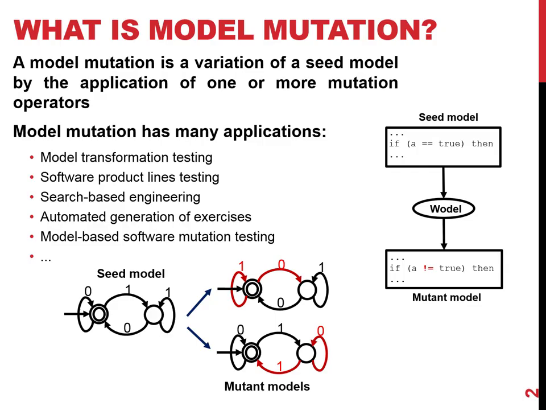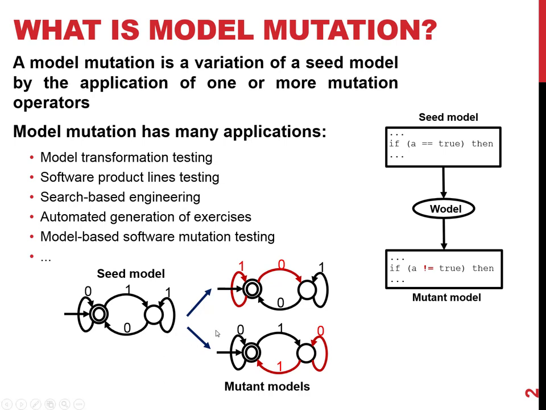Firstly, I would like to introduce this presentation explaining what model mutation is. A model mutation is a variation of one or more seed models by the application of one or more mutation operators. This process generates a set of mutant models as a result, which contain these variations. Model mutation has many applications, such as model transformation testing, software product lines testing, search-based engineering, the automatic generation of exercises, and model-based software mutation testing, among others.